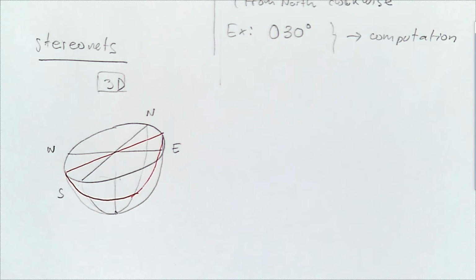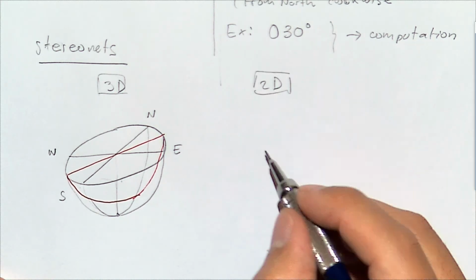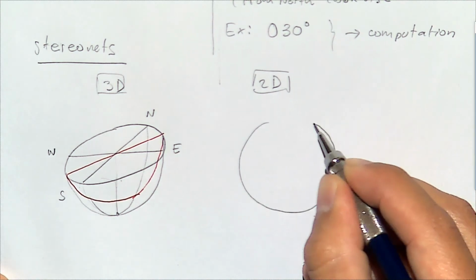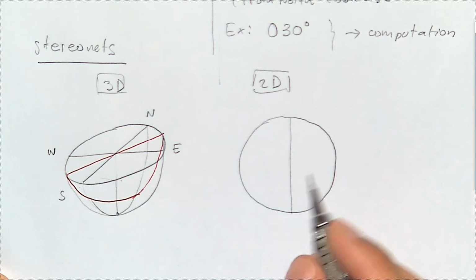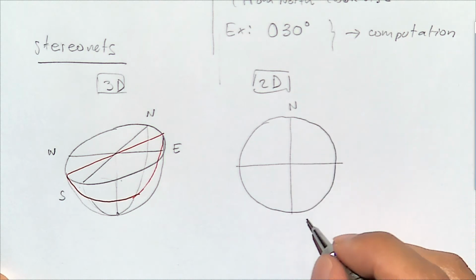Let me do the 2D version so I can explain myself a little bit better about what you're seeing. So in the 2D version, we do this like this.